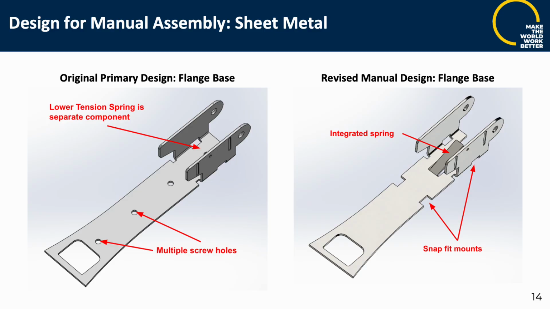For sheet metal revisions for manual assembly, the original flange base was affixed using screws and had detents to attach the lower tension spring. The revised design has integrated the spring as a sheet metal leaf spring and includes additional mounting points to snap fit into the lower base plate.